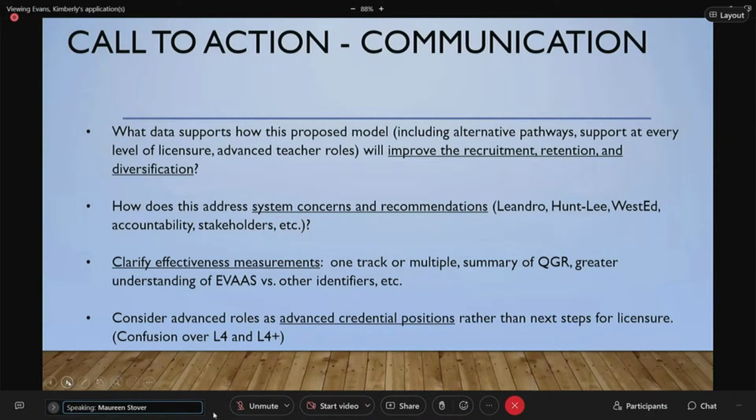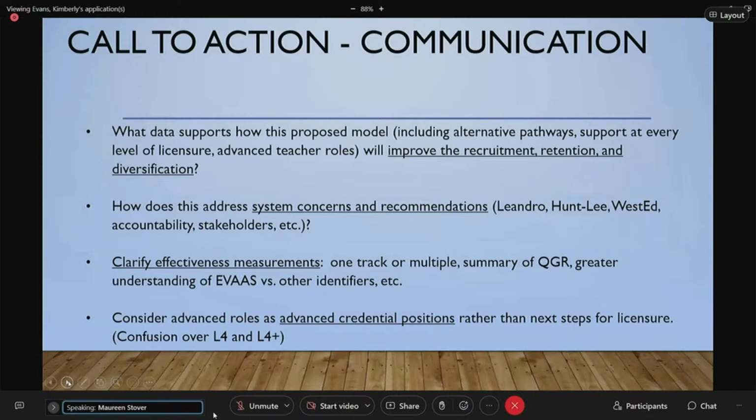Clarify effectiveness measures. So would teachers, let's say in year 1, I picked that I was going to use the QGR, would I be required to use the QGR for my other 3 years of demonstrating effectiveness in my 5-year period? Or would I have the option to use the QGR in year 1 and then use student surveys and principal evaluations and peer evaluations in year 2 and then use EVA scores in year 3?